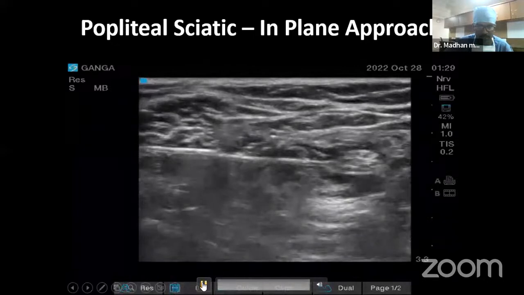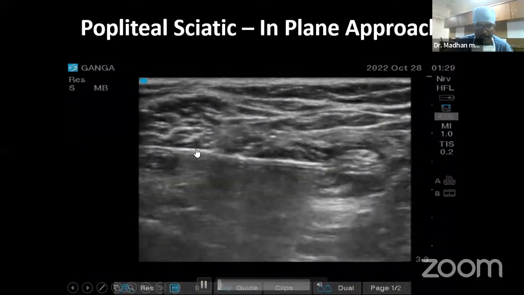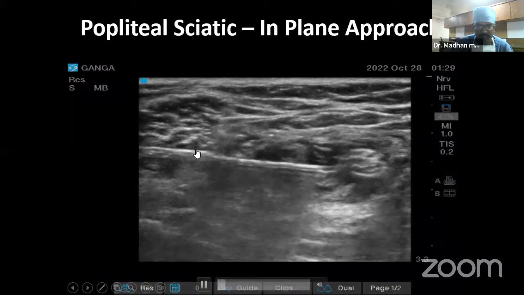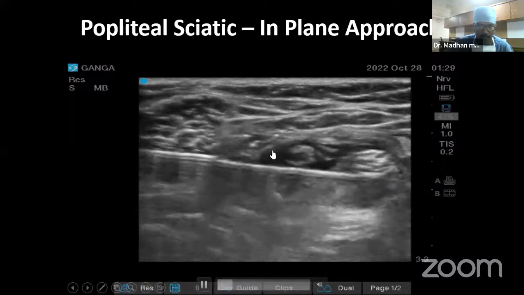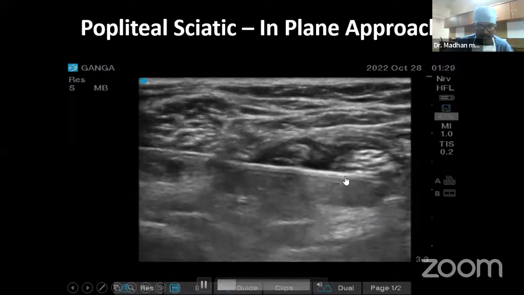This is a continuation of that video. So now you can see both the tibial nerve and the common peroneal nerve entirely surrounded by the local anesthetic.